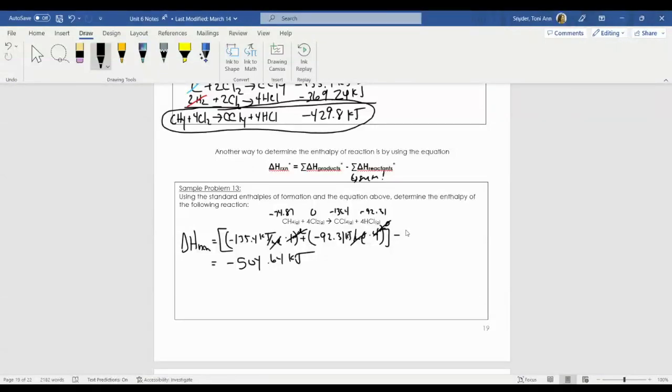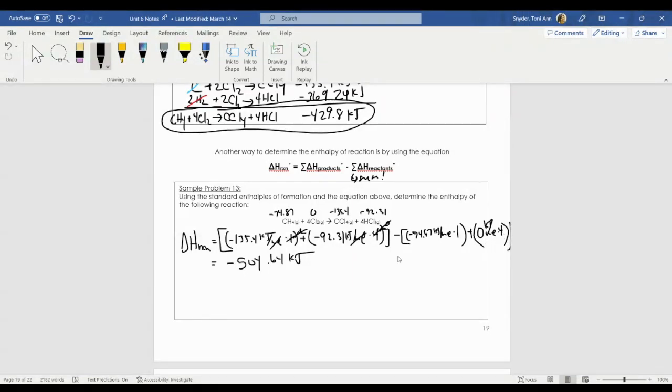Let's finish my reactant side. So looks like methane, I have negative 74.87 kilojoules per mole. And there's 1 of them, so I'm going to times that by 1. And I'm going to add that to, but chlorine's got a 0 value for enthalpy of formation. So that's 0 kilojoules per mole. And I'm going to times that by 4.